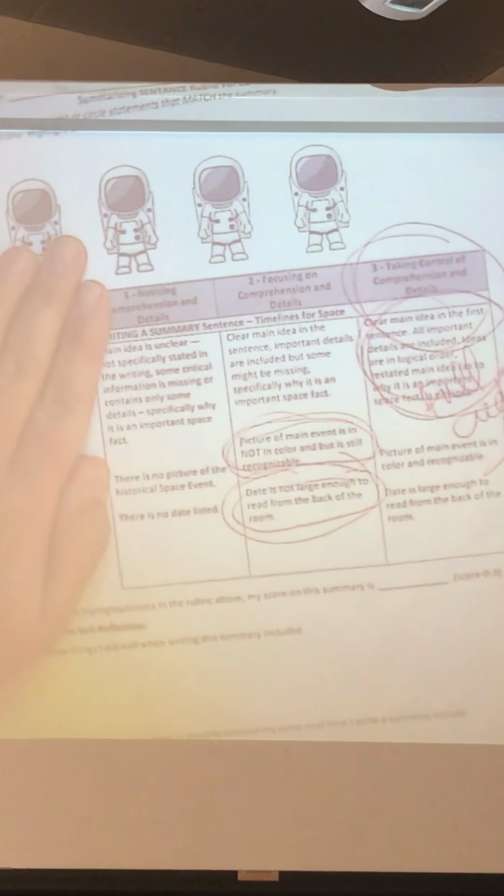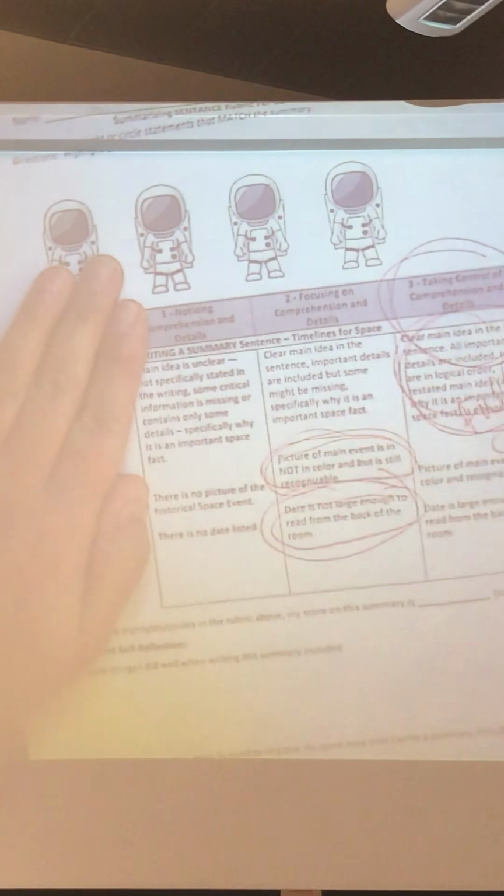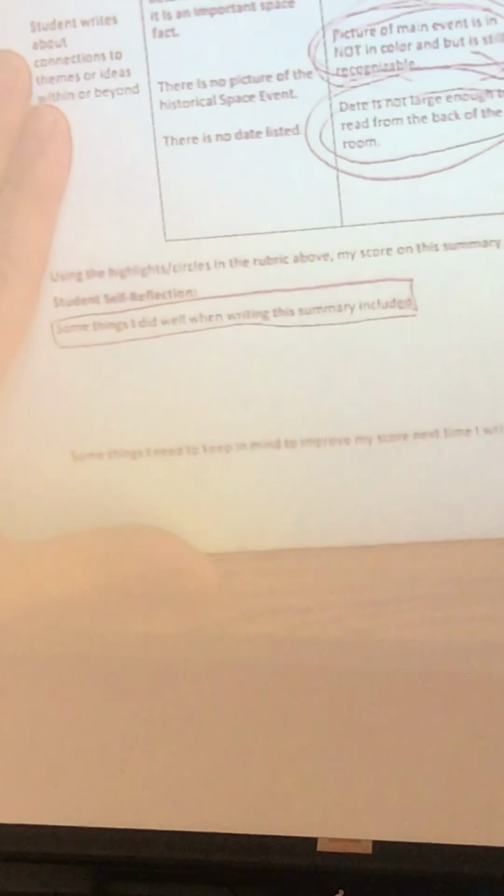Today, you're going to fill one of these out for your timelines, for your events in your group. You only need to have one person fill it out, put all your group's names on the top, and then fill this out. Some things I did well when writing your timeline: we did really good with coloring. We did really good with making sure that the dates were big. Some things I need to keep in mind to improve my score for next time I write a summary. Okay? Any questions? Nope. Thank you.